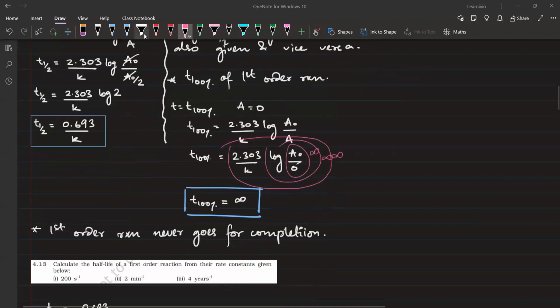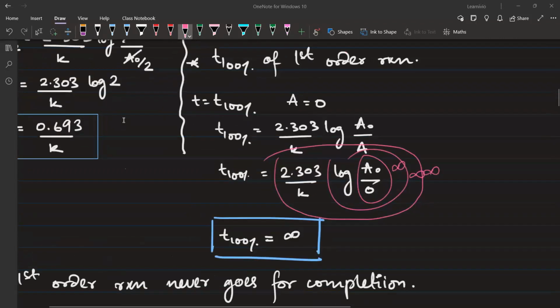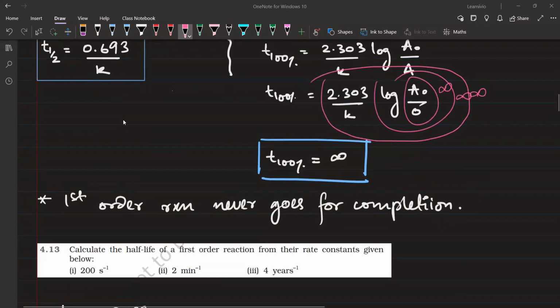Calculate the half-life of the first order reaction from the rate constants given below. Okay, you have this formula: T half is equal to 0.693 divided by K, right? Please calculate. You don't have to convert the units of time. If it is in seconds, the answer will come in seconds, and if it is inverse minutes, it will come in minutes, and if it is years, it will come in years. You don't have to convert the units of time.